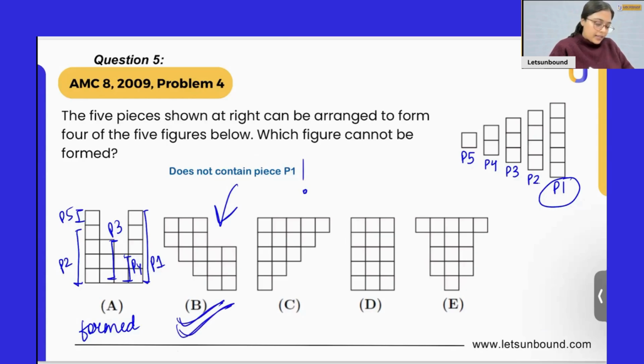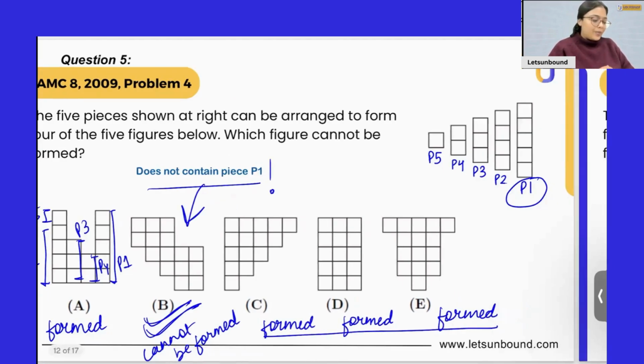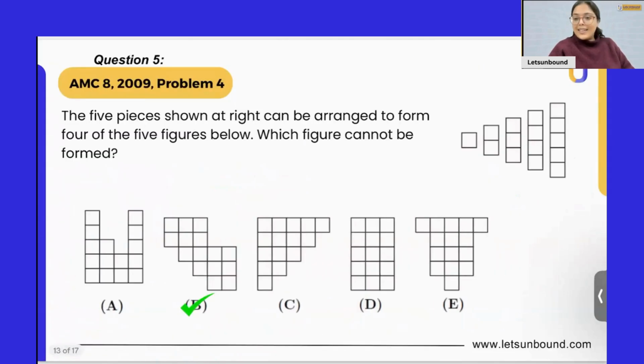Why? Because it cannot be formed. And why can it not be formed? Because it does not contain piece 1. And you can check by yourself and definitely do at home why C is formed. Do check for C, D, and E, right? It's a fun task. Do check for C, D, E at home. Okay, so you will see option B is correct, right?